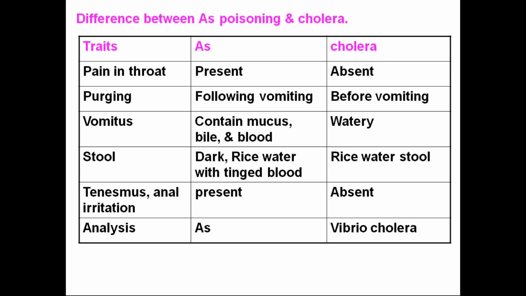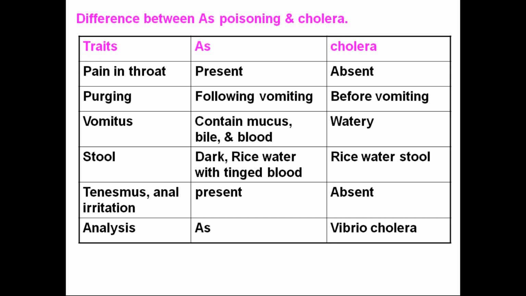On analysis, if the laboratory test is done with the stool examination or with the urine, then we can get arsenic as a metal. And if we take the cholera stool, then we can get Vibrio cholerae, which is the causative agent for cholera disease. So these are some of the differentiating features between arsenic poisoning and cholera.